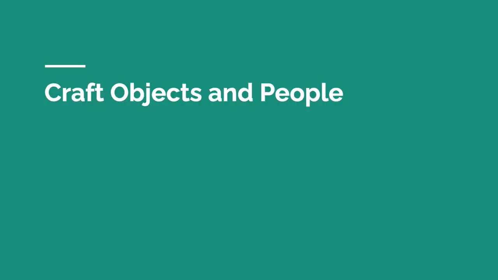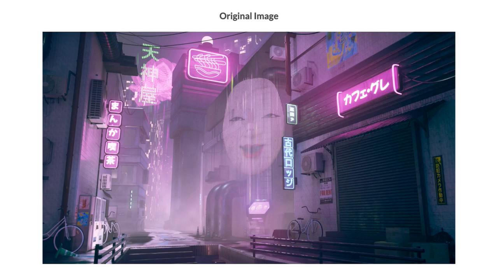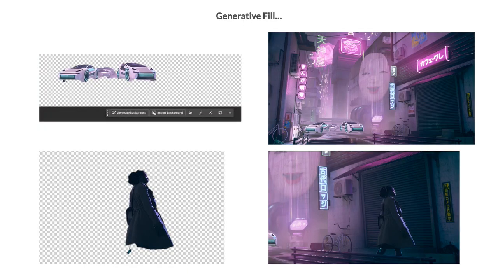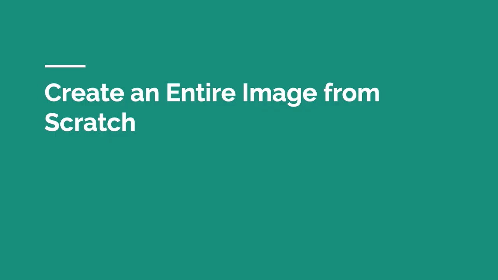The next task was to craft objects and people using generative fill. For this task, I chose a cyberpunk scene. The scene was so empty, I wanted to add futuristic cars and a person that looked like a detective. To do this, I removed the background before inserting the items and resizing them to scale. What I learned was that generative fill, of course, couldn't understand perspective and the proper proportions for distance, so I had to resize the items myself.